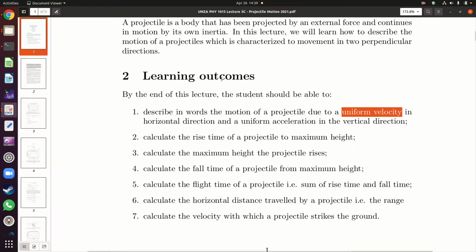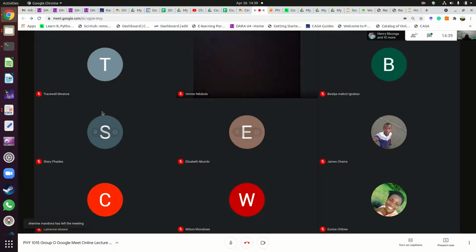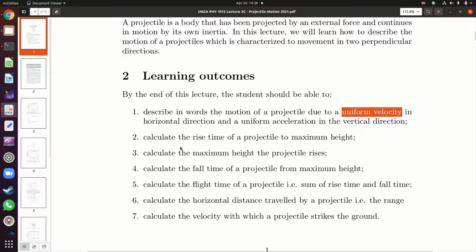In the vertical direction, there is acceleration. There is uniform accelerated motion, and that uniform accelerated motion is as a result of gravity. So as the projectile goes up, away from the surface of the earth, it undergoes uniform acceleration of minus 9.8 meters per second squared. Then as the projectile comes down, again it undergoes another uniform acceleration of plus 9.8 meters per second squared. So this is how you describe projectile motion.